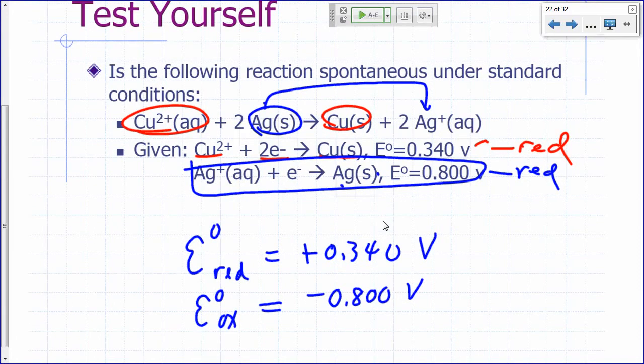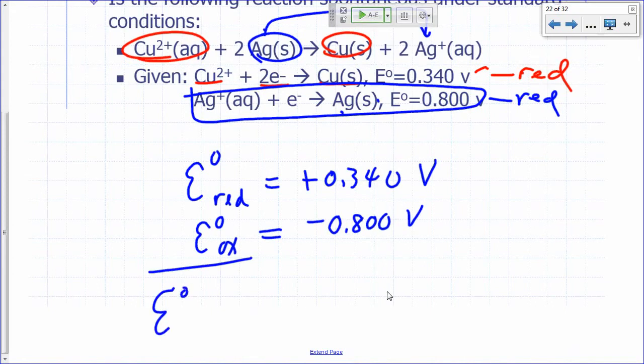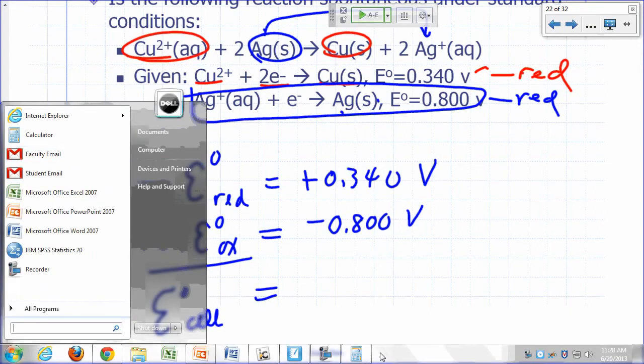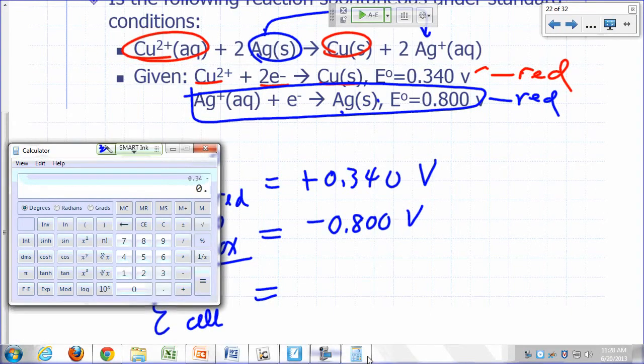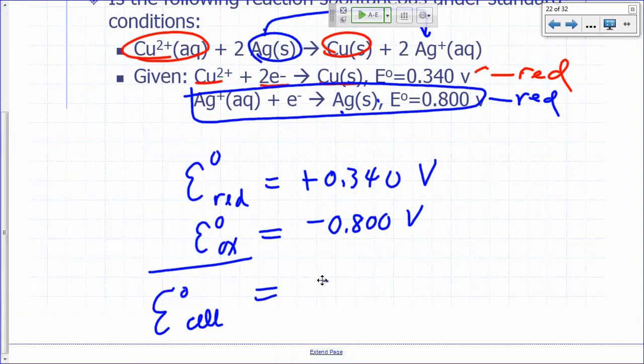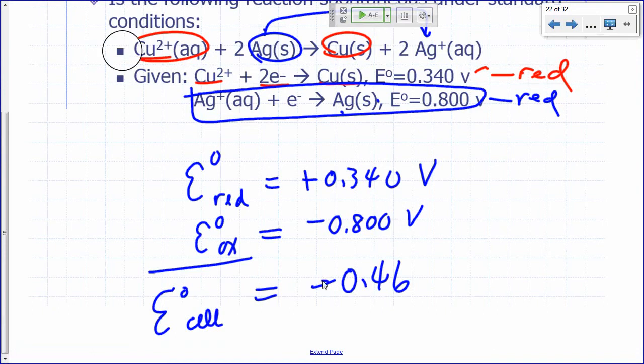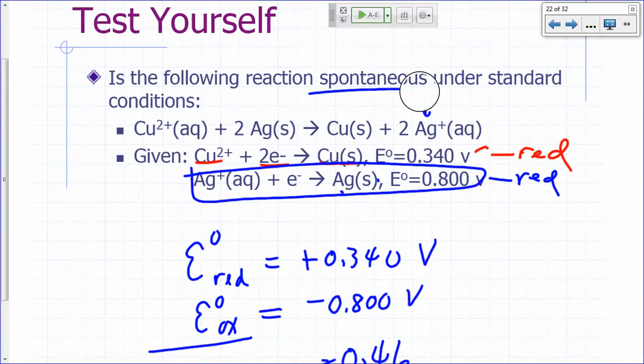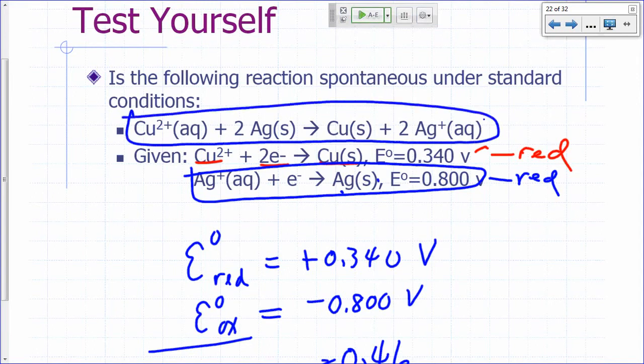So what's my total standard cell potential then? What is positive 0.34 plus negative 0.8? 0.34 minus 0.8 is negative 0.46. What does that tell me? This reaction, as written, is not going to be spontaneous. It's not going to occur. Okay, this is a non-spontaneous reaction.